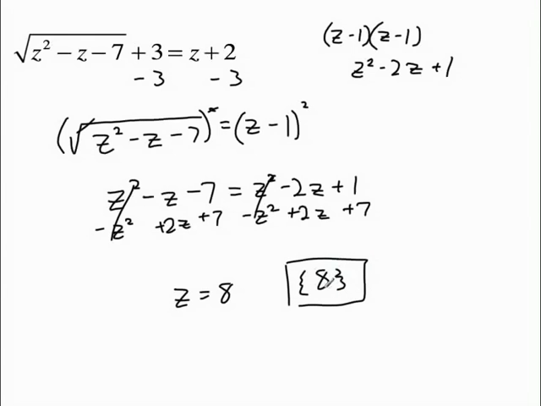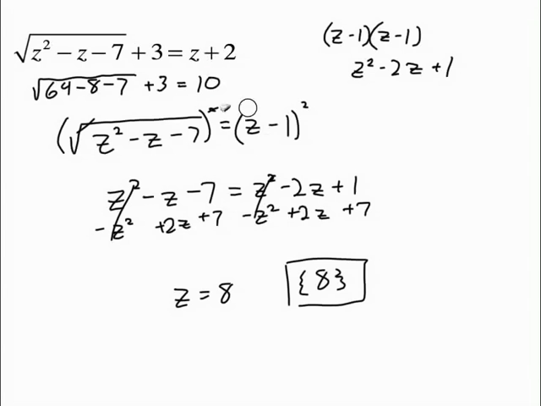But remember, we have to check because the square root of the squared is not really this inside, it's the absolute value. So let's make sure. Let's plug this back into my original. You always want to plug it into the original because we never know if we made a mistake later on. So 8 squared is 64, minus 8 minus 7. We're going to find the square root of that, plus 3 equals 8 plus 2. So 8 plus 2 is going to be 10.